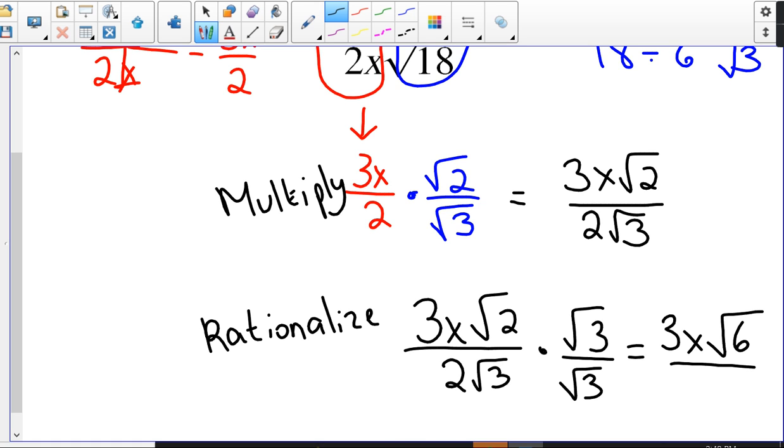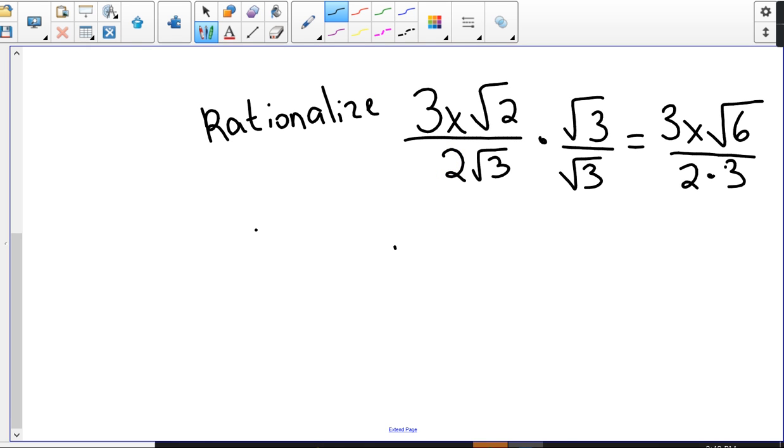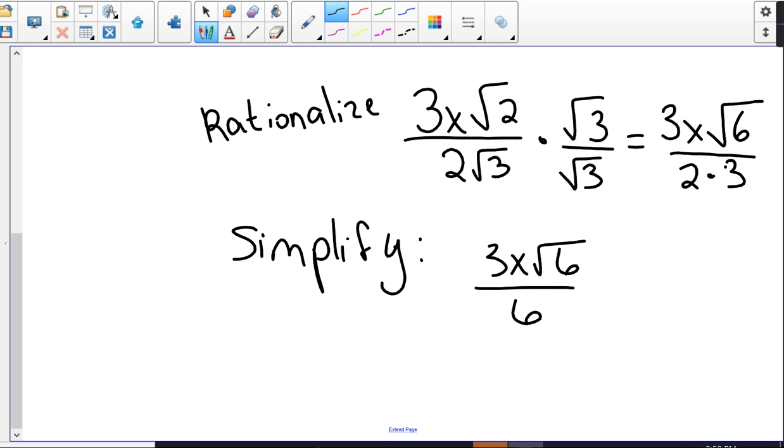On the bottom, we have 2 outside the radical, and then we have root 3 times root 3, and we said that root 3 times root 3 is going to be 3 itself. Okay. So now we're just going to do a bit more simplifying here. If we want to think about simplifying this, we could write 3x root 6 over 6, but you'll notice that you could divide the top and the bottom by 3, right? 3 divided by 3 is 1, so we have 1 times x root 6, and 6 divided by 3 is 2.